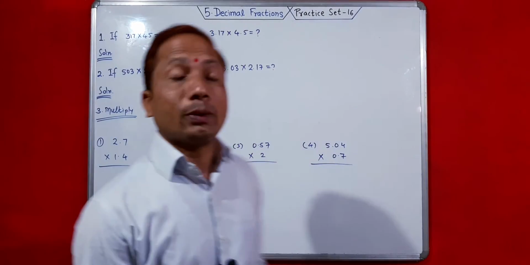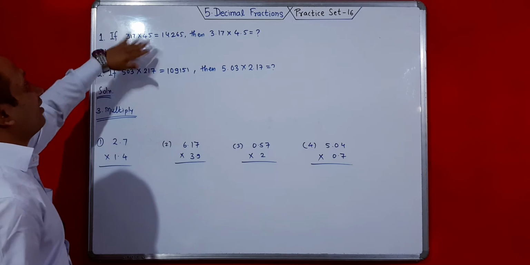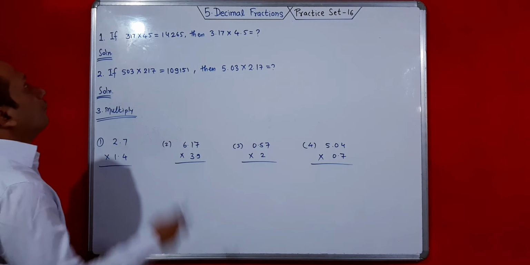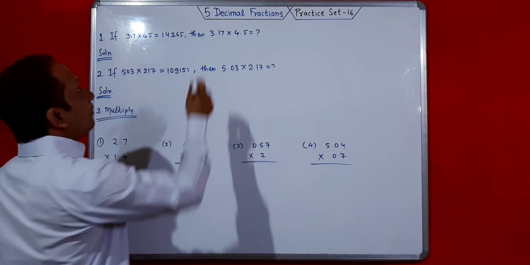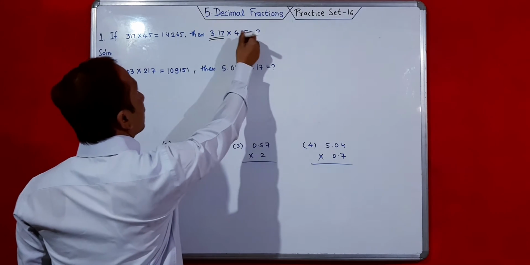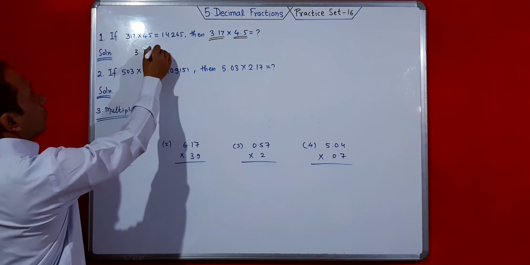Okay, so we'll solve practice set 16. 317 into 45, I will get 14,265. If 3.17, this is 3.17 and this is 4.5, therefore 3.17 into 4.5.